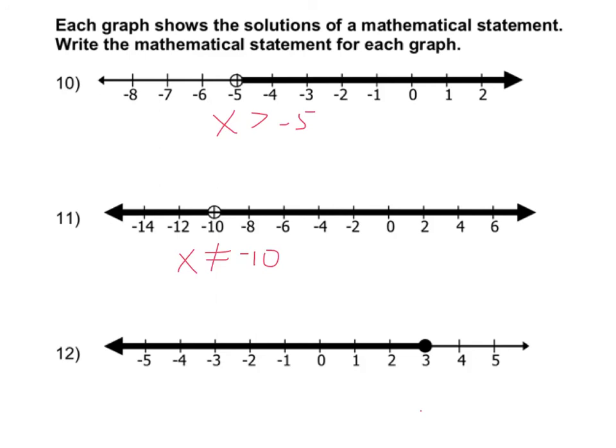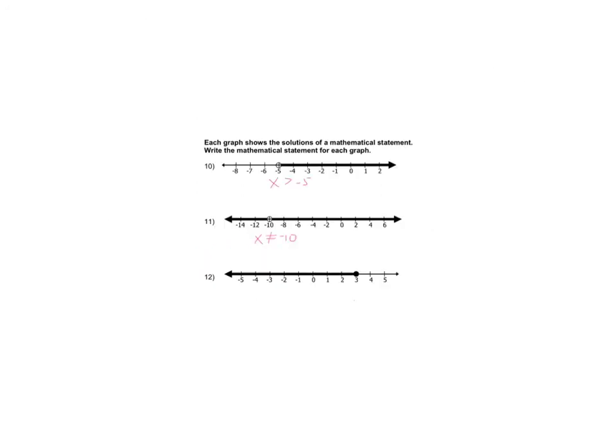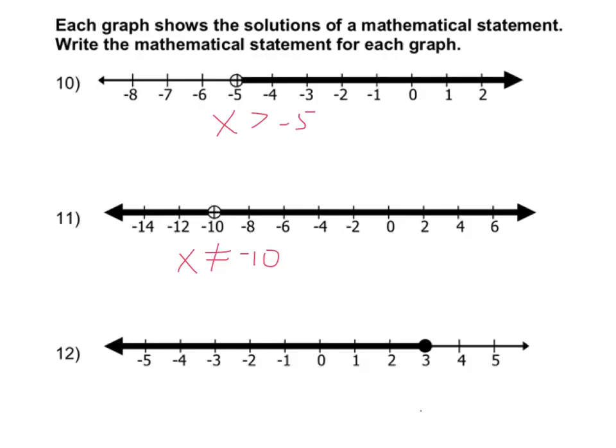And then the last one, we have this picture here. We have this picture where 3 is a solution. It's a closed circle. And the solutions are all the numbers that are less than 3. All the numbers to the left of 3. So I would do this. X is less than or equal to 3. Right? Because x could be 3. It's a closed circle here. 3 is a solution. And then all the numbers to the left of 3 that are smaller than 3.